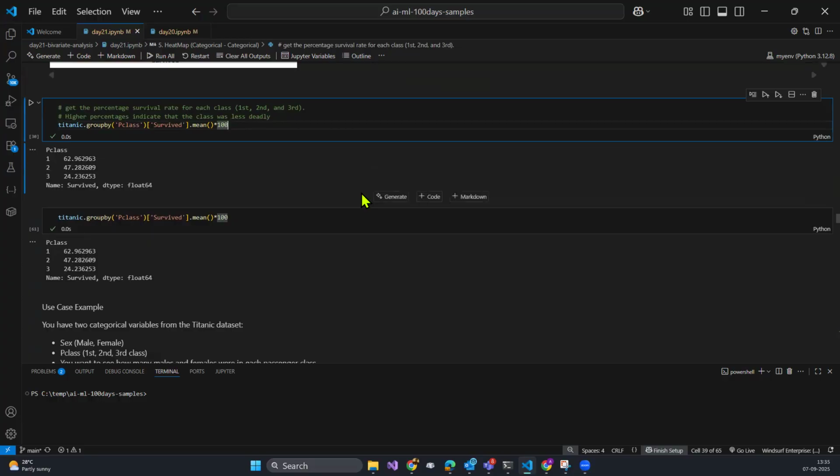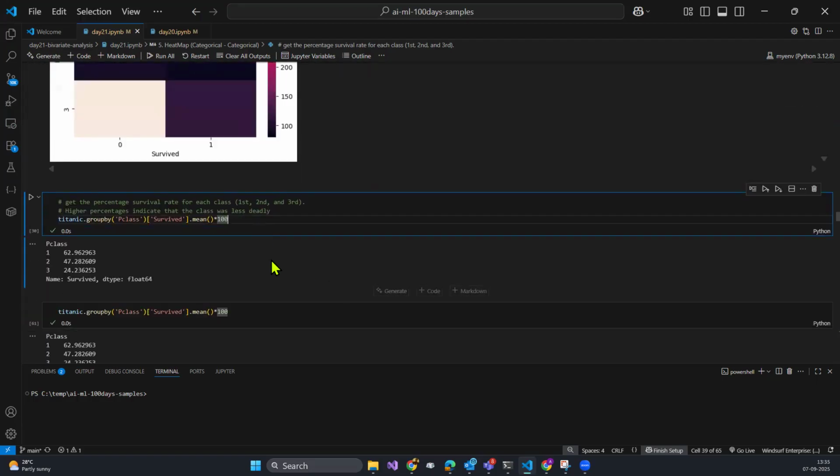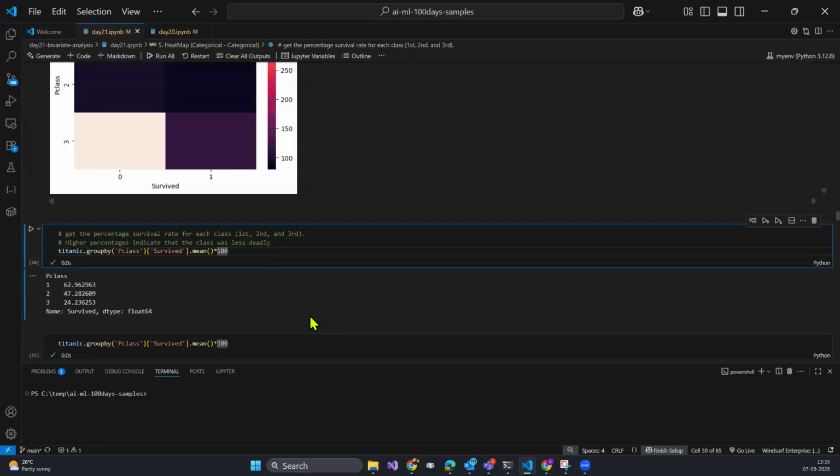So again, let's consider we would like to get the percentage. This is kind of numbers, right? Now, the same thing we would like to see in percentage form. For example, get the percentage of survival rate against each class. Means in class 1, class 2 and class 3, what was the percentage of survival? Class 1 survived more compared to class 2 or class 3, right?